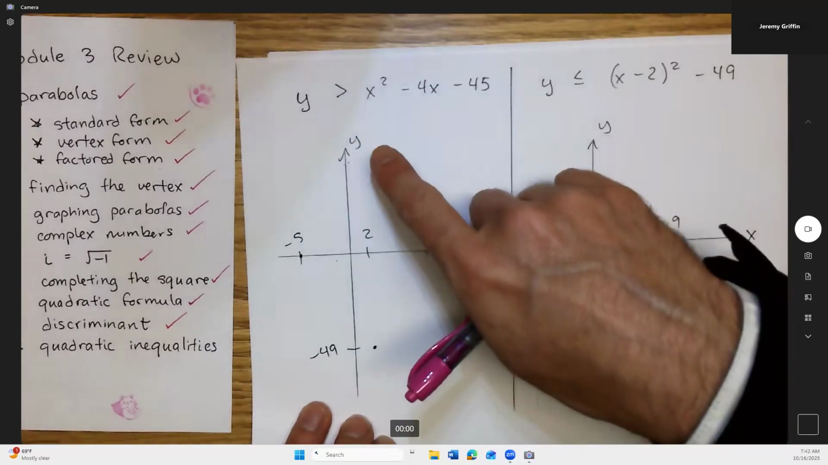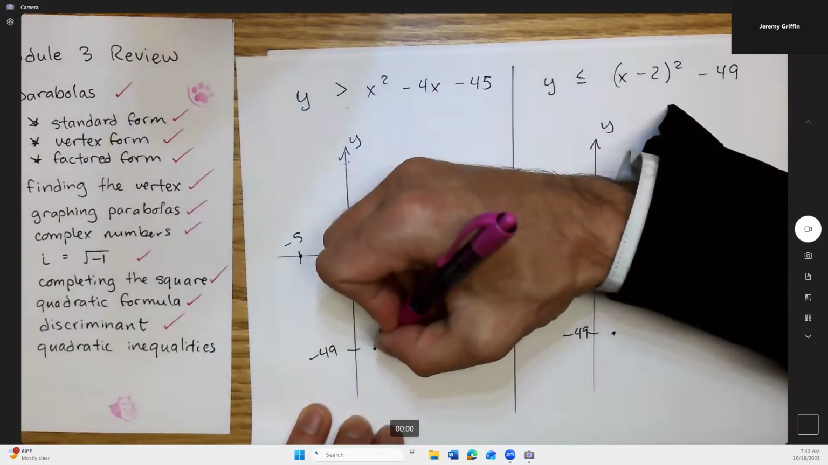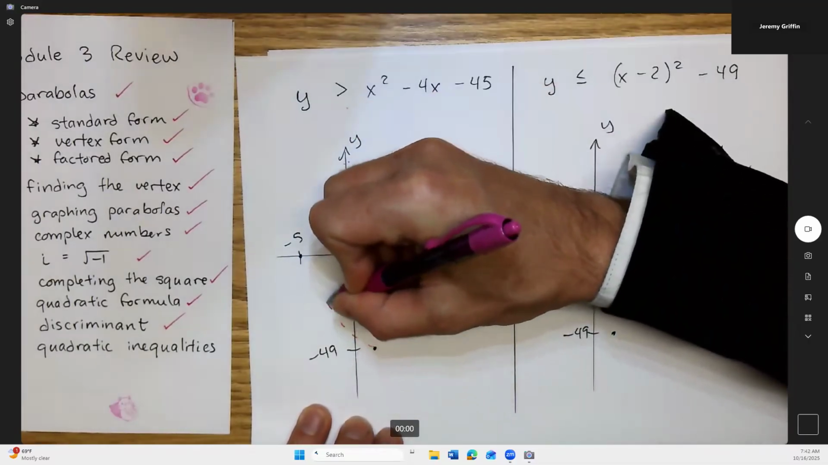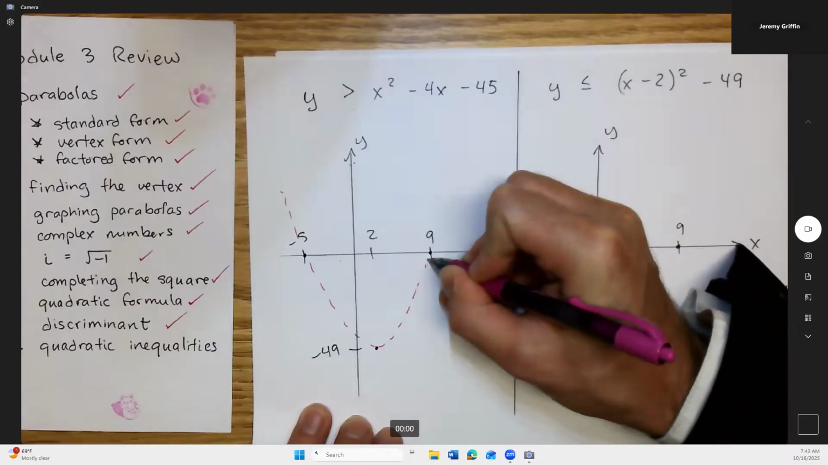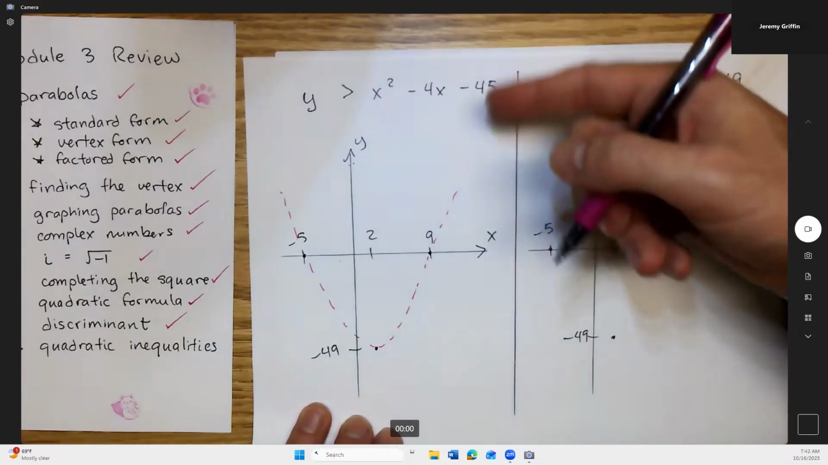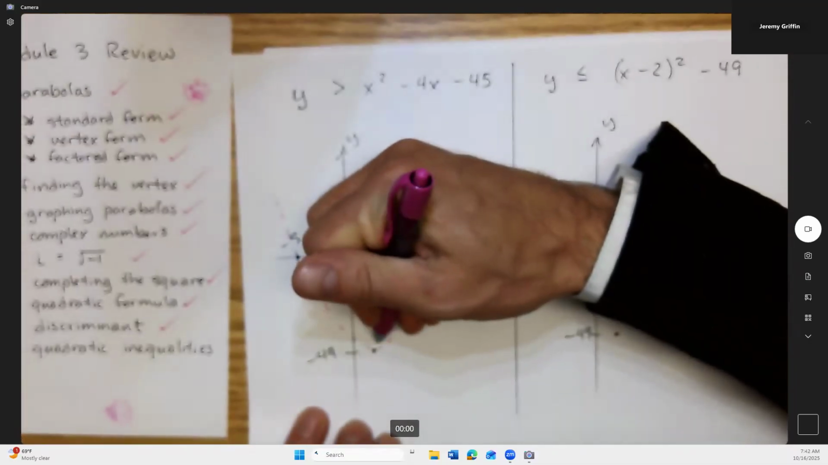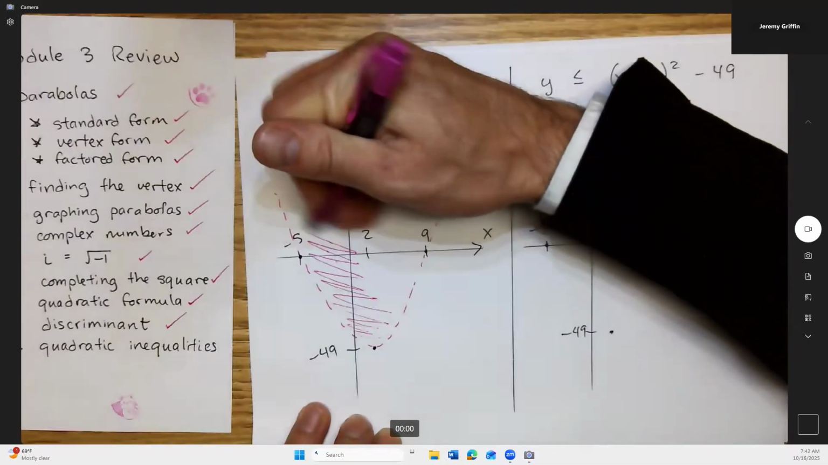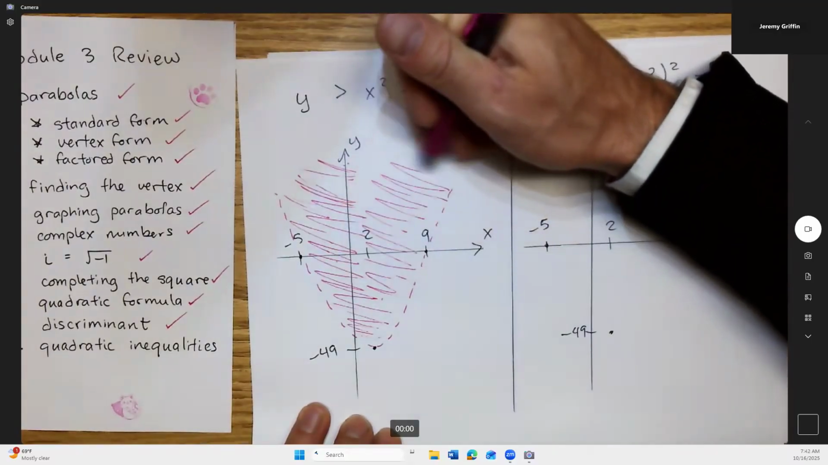Now, if I say strictly greater than, I have to do something funny for the parabola. I have to dash it, because you're not actually allowed to include any points on the parabola, since it's not allowed to be equal to. It has to be strictly greater than. Is greater than above or below? I think that would be above, so it's got to be this region right here.